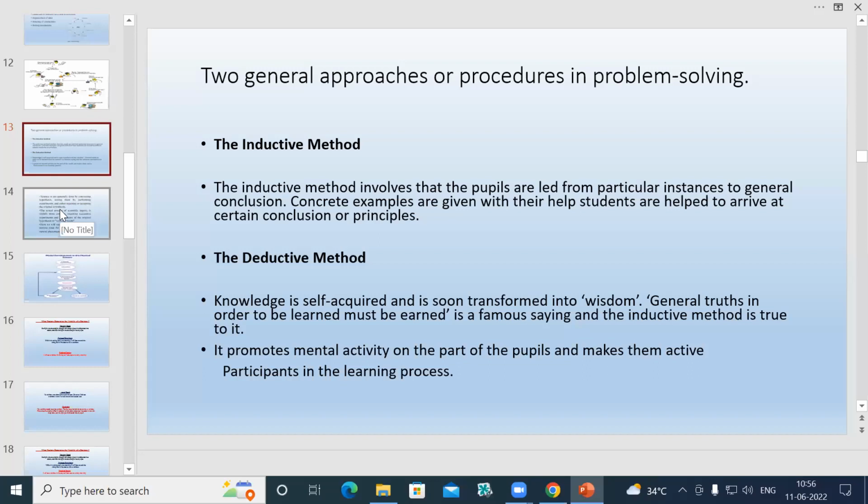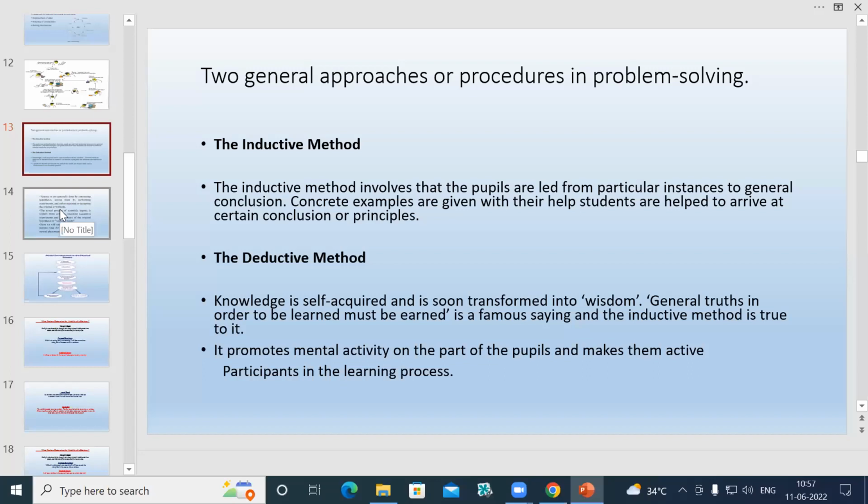So concrete examples are given. With their help, students are helped to arrive at certain conclusions or principles. Next is the deductive method, where the knowledge is self-acquired and soon transformed into wisdom. So from general to specific, it is opposite to that. It promotes mental activity on the part of the pupil and makes them active participants in the learning process.